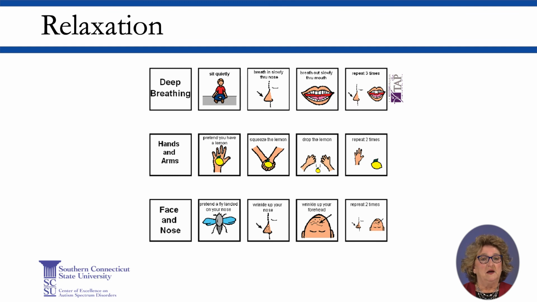And I should point out, with this and many of the visuals that I have been sharing, they are appropriate for all students, not just for our students on the autism spectrum. And this one in particular, I think, would also be good for the teachers and adults that work with the students.